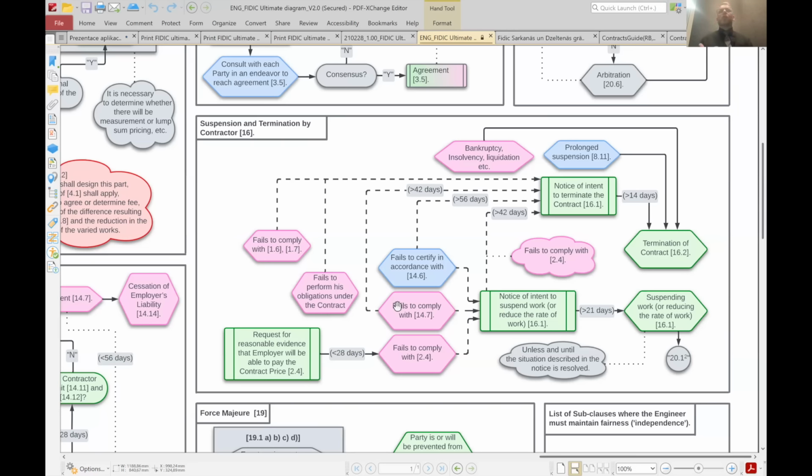Again, the only reason why I put it in the diagram is that it is an interesting process, and it is good to know that there is this possibility for a contractor to suspend the work if something happens. But again, I would not recommend doing it lightly, okay?